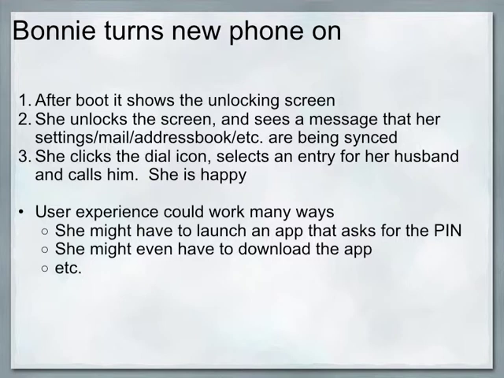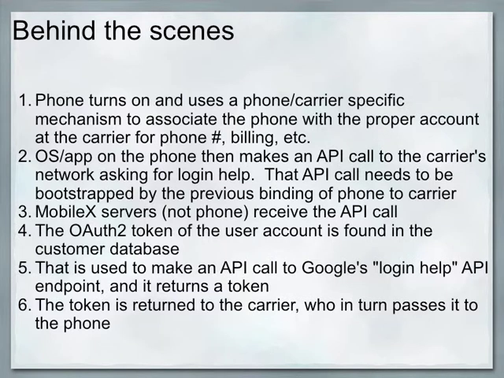And there are multiple ways this experience might happen. Maybe there's a one-time process where she has to launch an app that asks for the PIN, or even download that app. But at the end, the user didn't even have to type their password, and the phone is associated with her carrier account, with her phone number, and with her account at the relationship manager, in this case Google, and all the services tied with her account at that relationship manager.